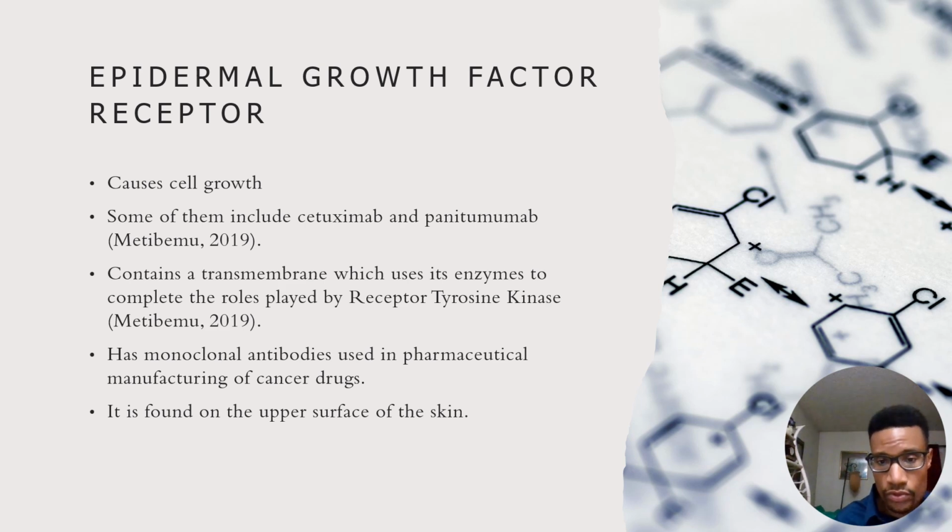Next is the epidermal growth factor receptor. This causes cell growth. Some of them include cetuximab, panitumumab. I mispronounced those. They contain a transmembrane which uses its enzymes to complete the roles played by receptor tyrosine kinase. It has monoclonal antibodies which are used in pharmaceutical manufacturing of cancer drugs, and it is found on the upper surface of the skin.